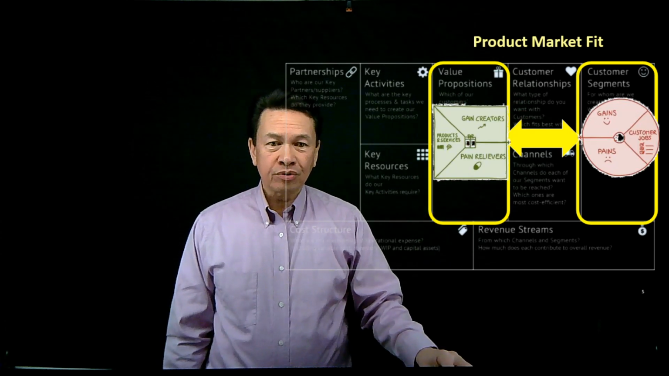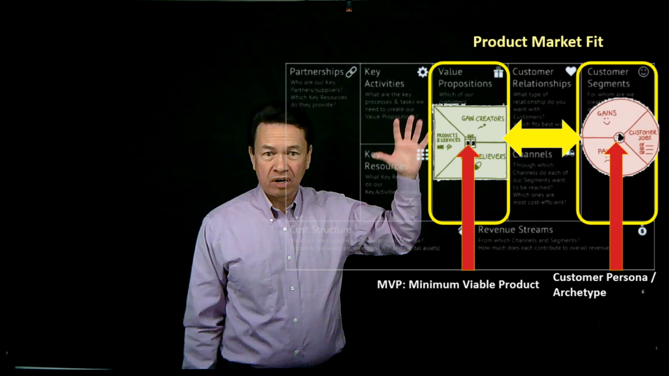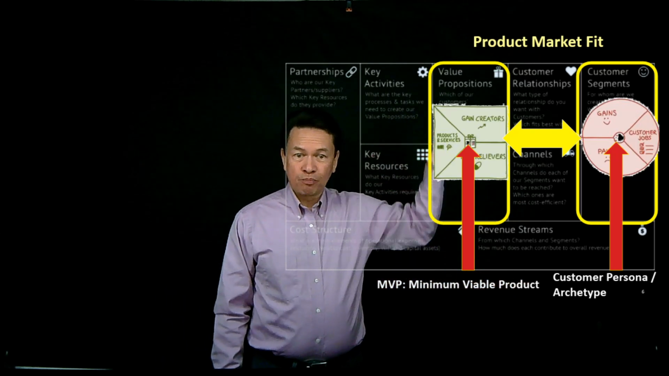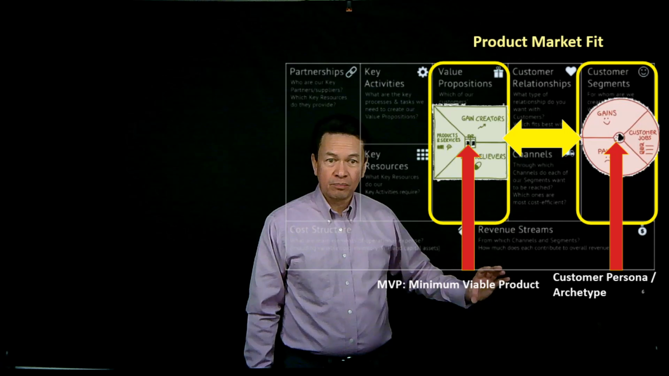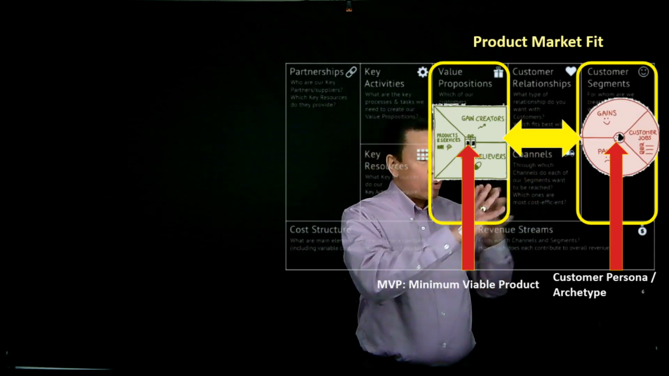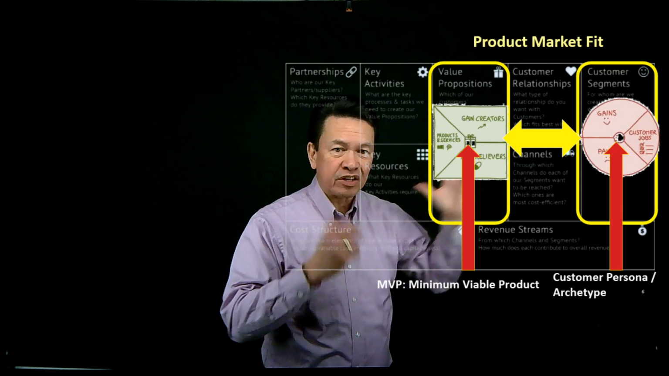But inside of those, there's two different concepts in there that we're going to talk about. One is the minimum viable product. That's in the middle of our value prop. So what is our product or service going to be? And then on the other side, who specifically? What are the demographics, psychographics, buying behaviors?